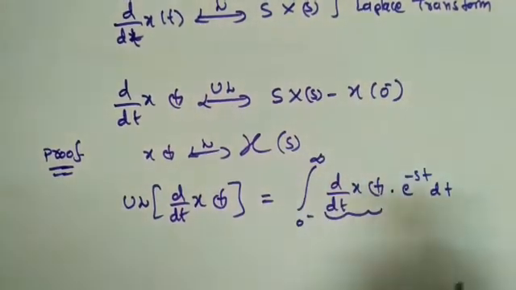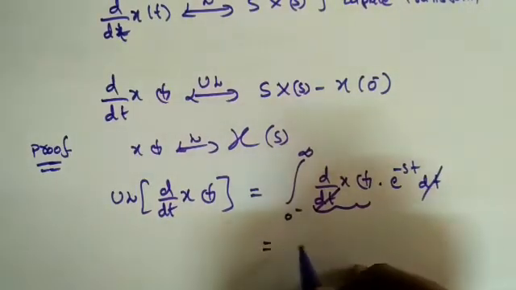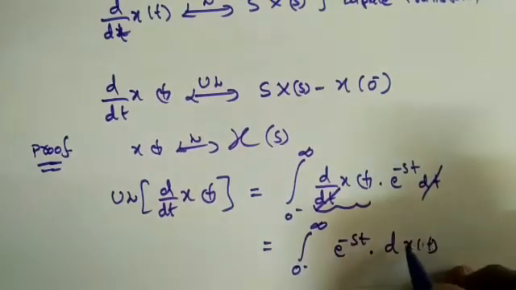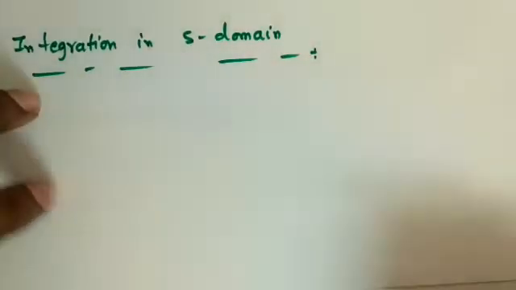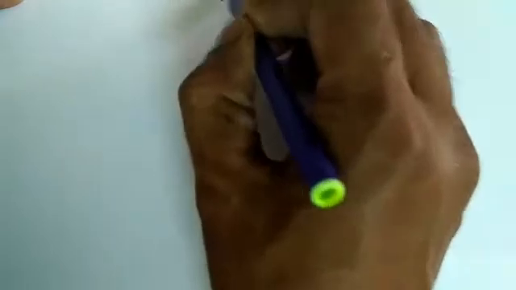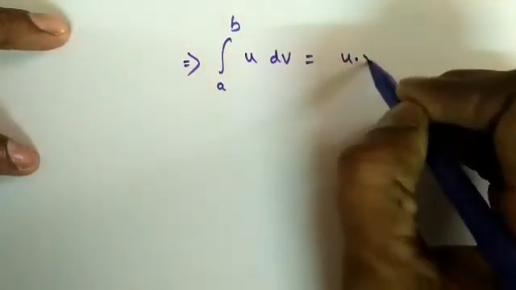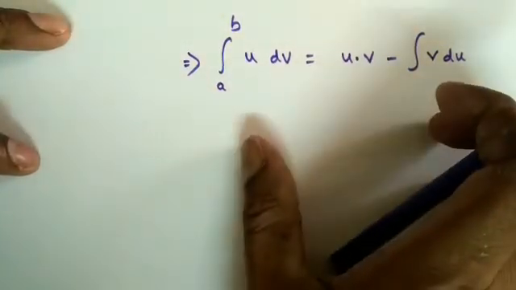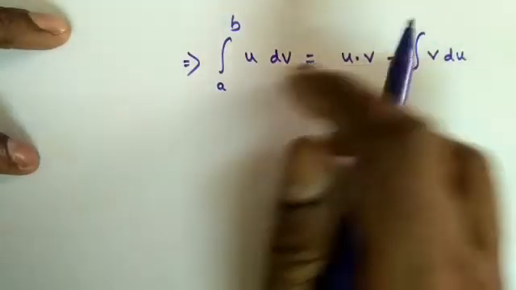So we have a different signal g(t), or simply d/dt of x(t). Now dt and this t cancel. This integration becomes the integral from 0- to infinity of e^(-st) d(x(t)). Now from mathematics we know integration by parts. For the integral from a to b of u dv, the formula is uv minus the integral of v du, and anyway we need to substitute the limits.